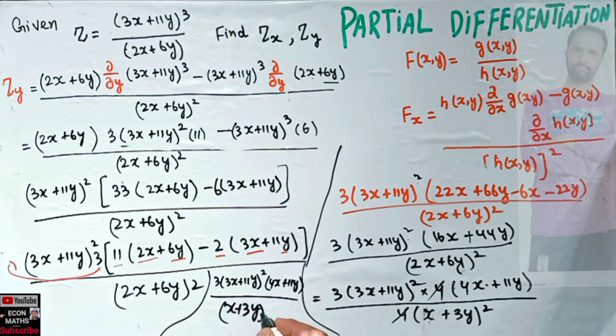Okay, and we cannot solve it further. This is the simplified form of these expressions. So zy comes out to be this expression. Okay, I hope I made myself clear in this video. Thank you.